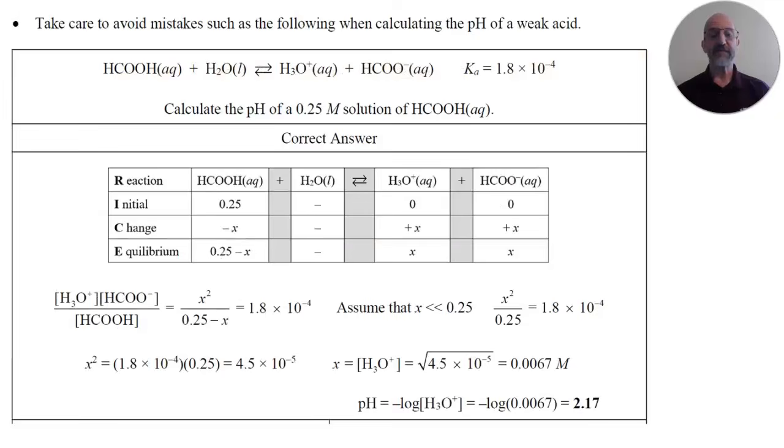All right, my next piece of advice has to do with a weak acid. So take care to avoid mistakes such as the following when calculating the pH of a weak acid. So here is a weak acid. This is called formic acid. It has the chemical formula HCOOH. We're given the Ka value. It's 1.8 times 10 to the negative 4. And we have to calculate the pH of a 0.25 molar solution of formic acid.